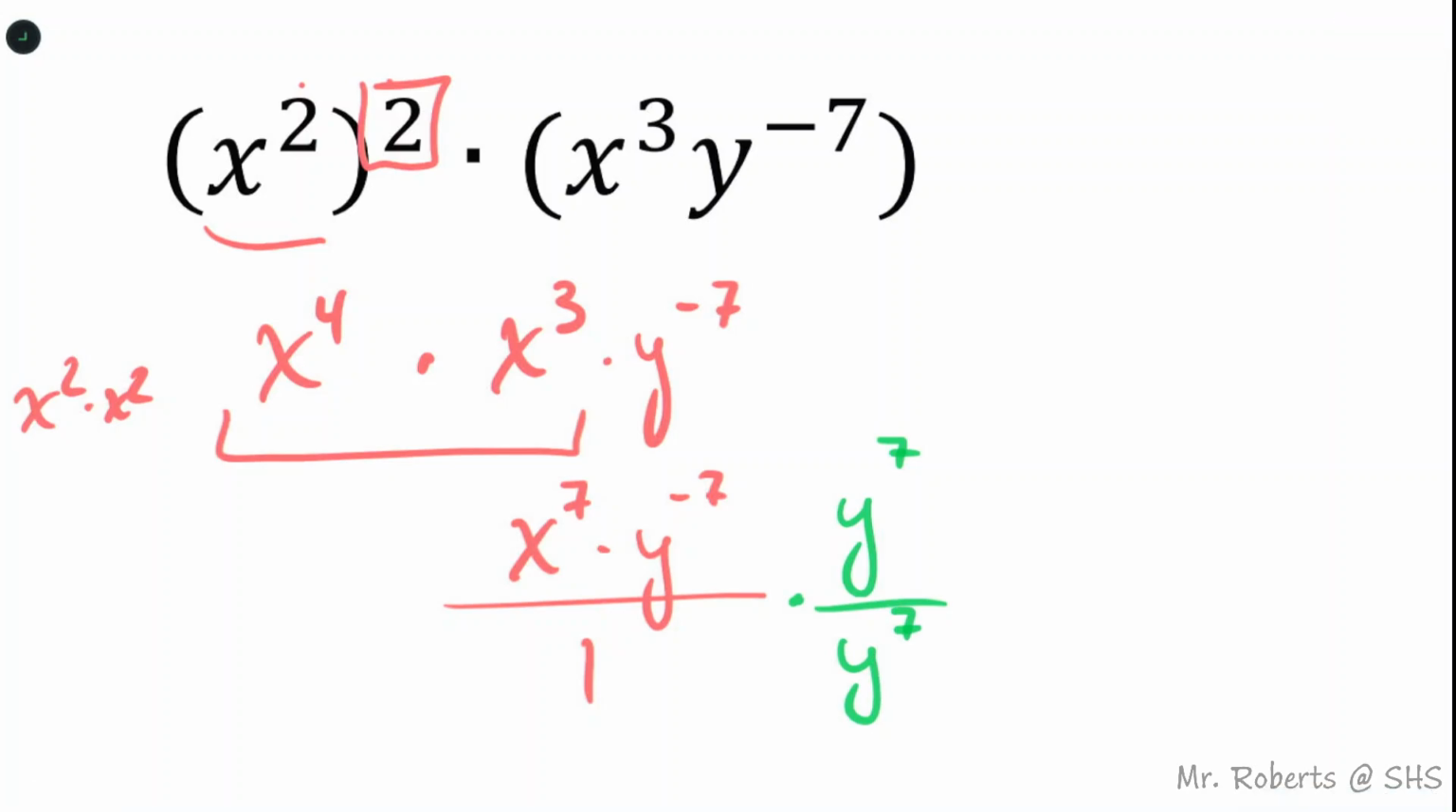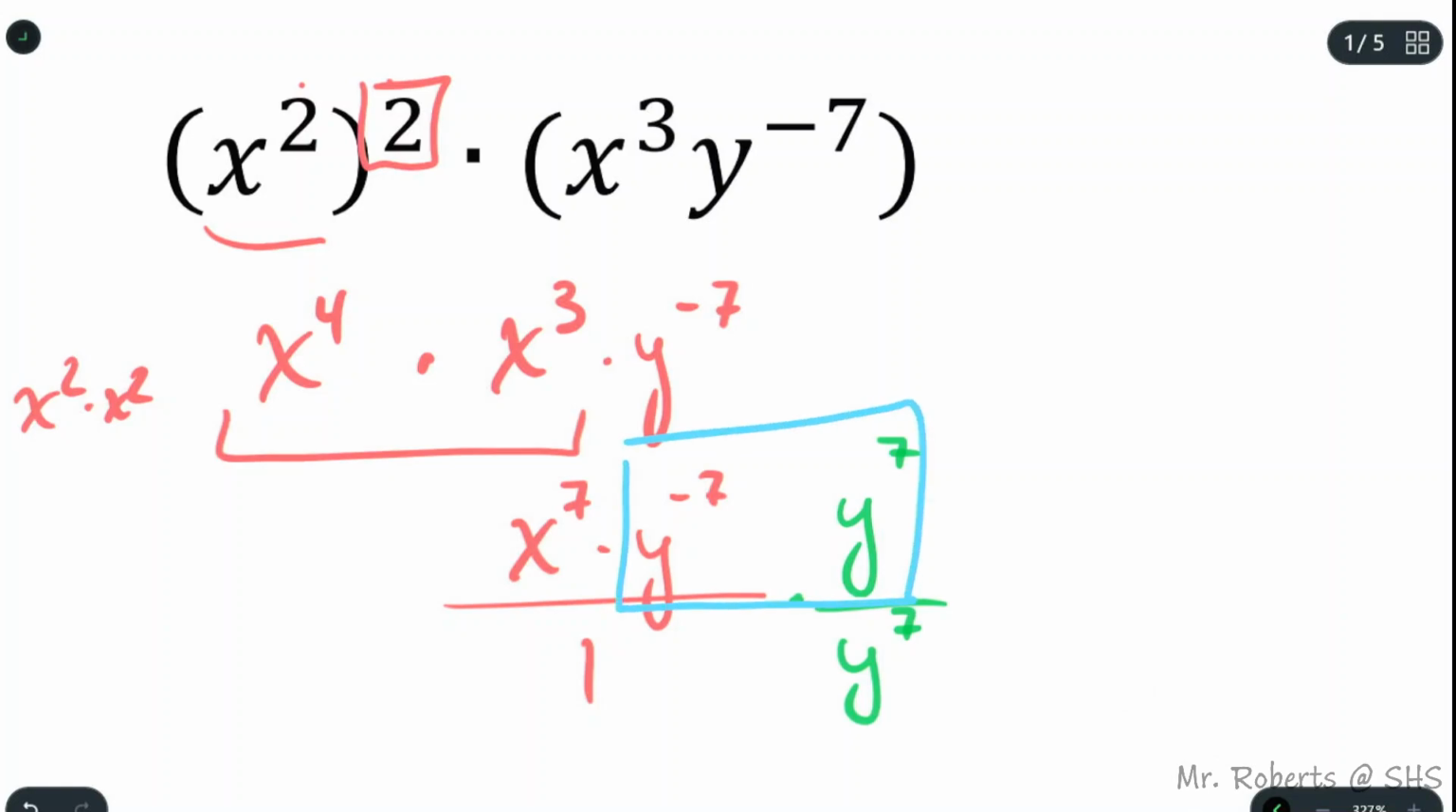Why can I do that? I'm multiplying by the number 1. I can always multiply by the number 1. Why did I pick this particular value of 1? Because there's a lot of different ones I could pick. The reason I selected this value of 1 is in the numerator, when I multiply y to the negative 7th times y to the positive 7th, that equals y to the 0 power, which is just the number 1. Anything to the 0 power is 1.